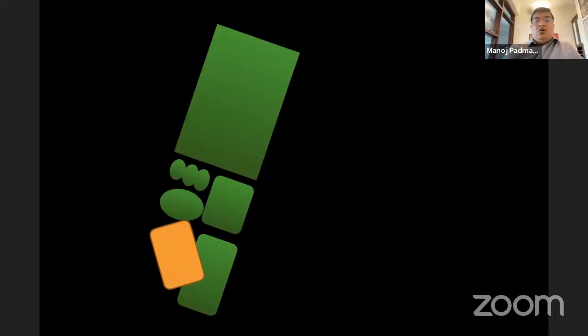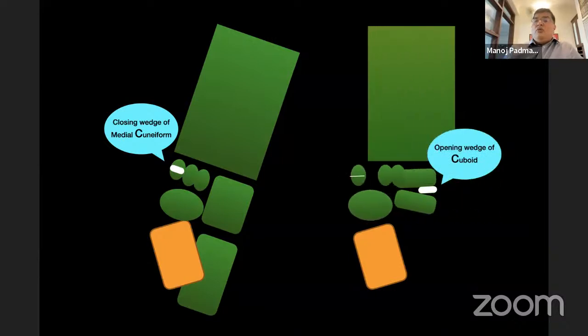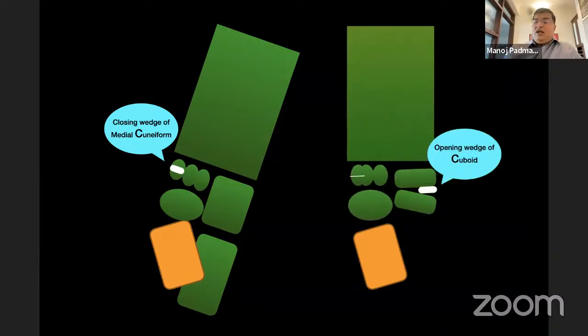So, a pictorial illustration of a triple C. Here's a planovalgus foot. You take a wedge out of the medial cuneiform. It's not so much a medial wedge, it's more of a plantar medial wedge, to harvest the bone graft from there. You put it across the cuboid, not the calcaneum. The wedge is reversed and put there so that you lengthen the lateral column, and the rest of the foot swings and aligns.